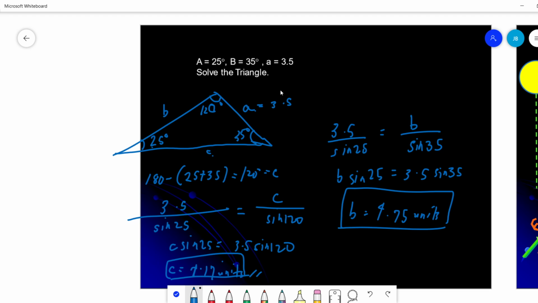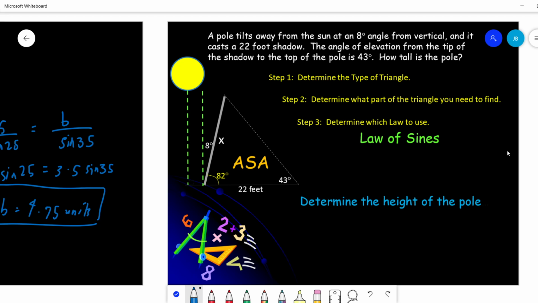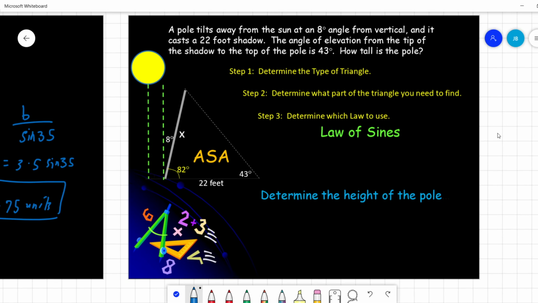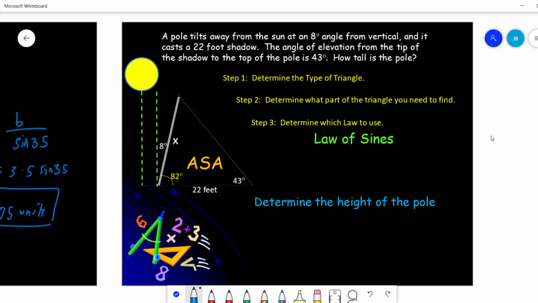All right, so that is it for the law of sine. Now, what if we have a problem solving? Actually, I'm giving you a problem solving, to make the exam more fun.